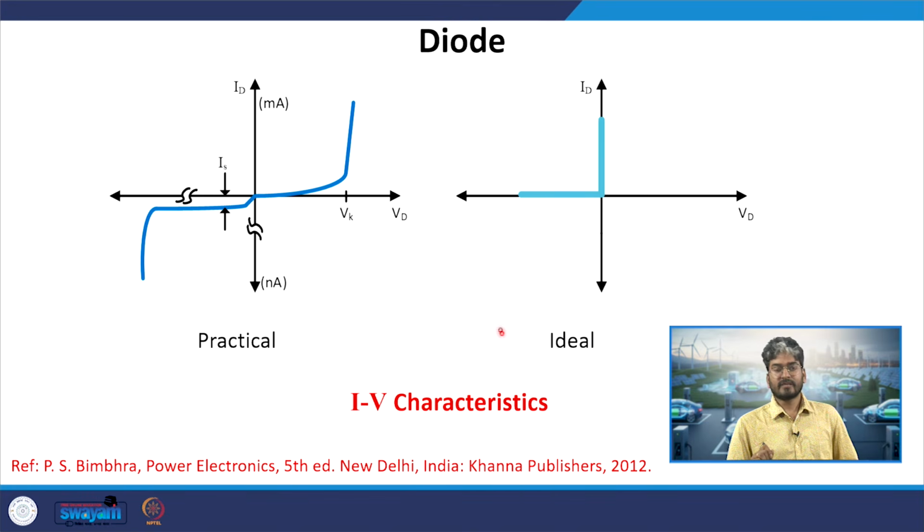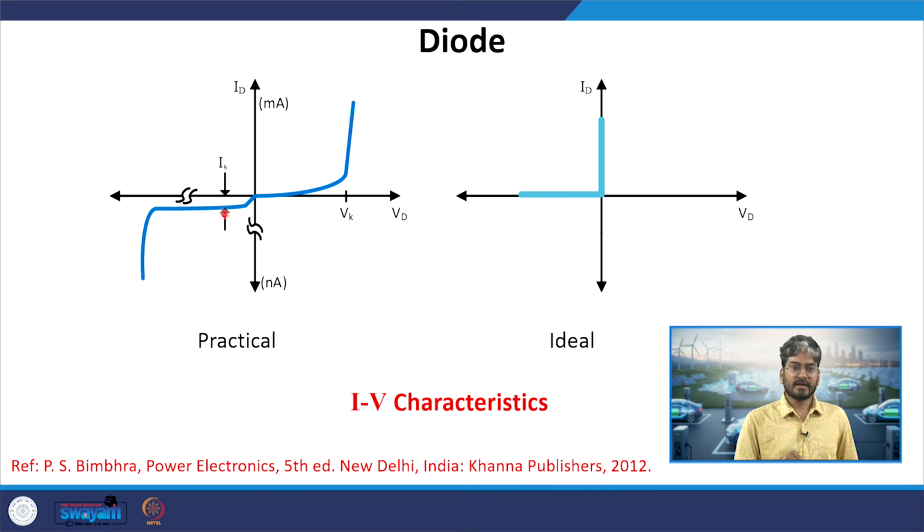Coming to the VI characteristics curve of a diode, the actual characteristics will be something like this. We require a minimum forward bias potential, based on the material used. It will be around 0.5 to 0.7 volts, based on the type of material used to construct the diode. After that voltage, it will allow the current to flow through it. There will be an exponential increase in the current flowing through the diode.